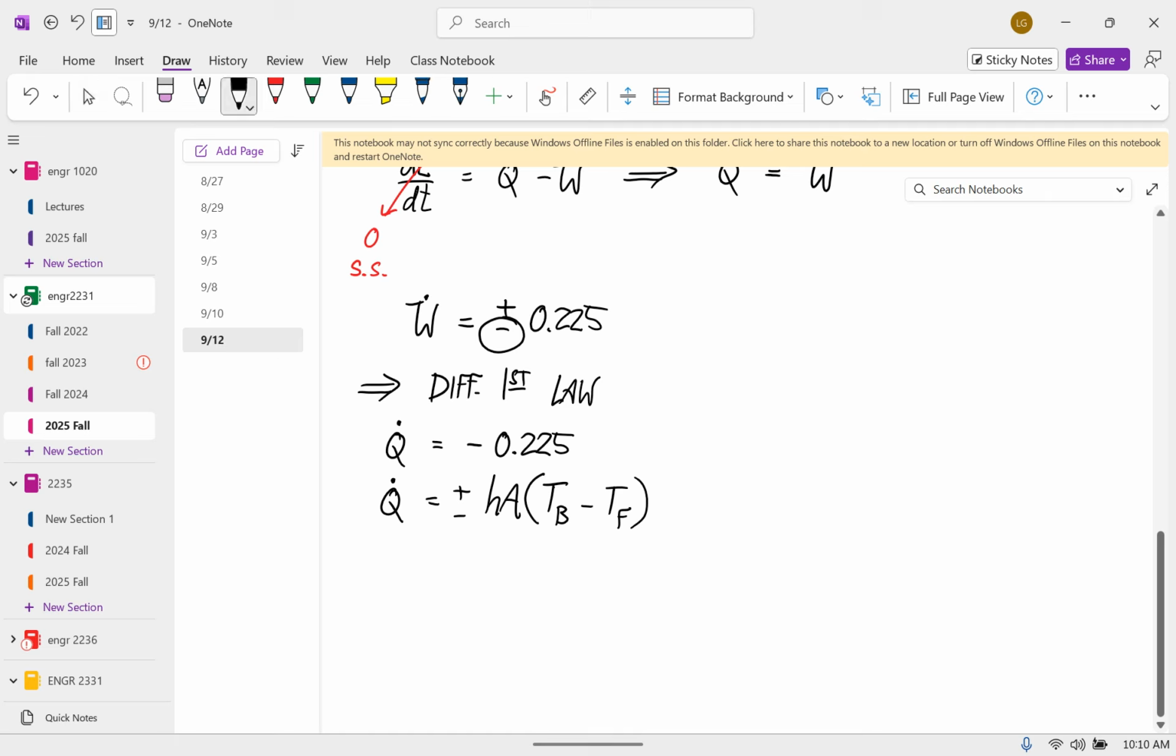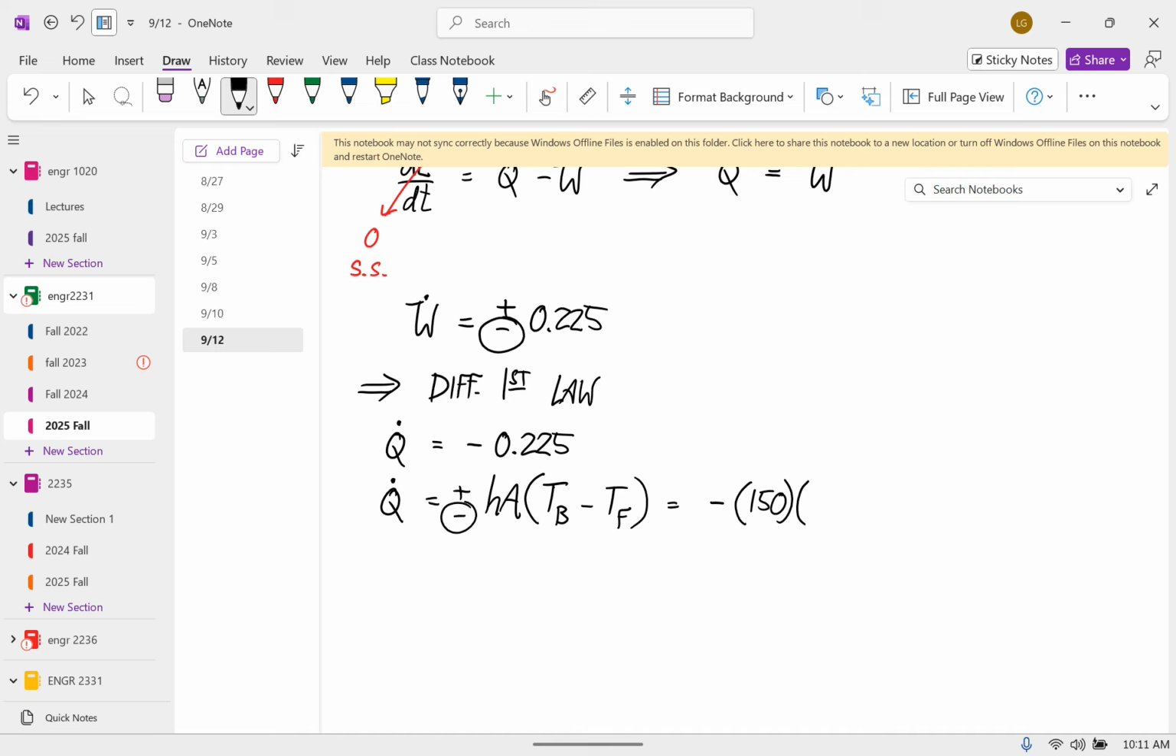We know we want the negative in this case because it has to match this negative 0.225. So plug in the H, that's 150. The area that's in contact with the fluid is just that top surface area. I could have made this slightly trickier by giving you all the dimensions of the microchip, and then you would have to know what surface we're talking about. But it says that this is a square, 5 millimeters by 5 millimeters.